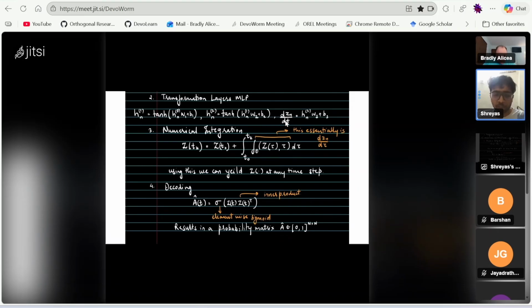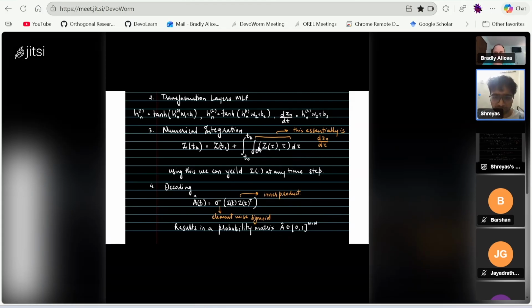Since my output here, as you can see, is dz/dt, I'm training for that. That is my final output from the MLP. I integrated using my initial value to get z(t_k), which is the connectome at any point of time. Now this z(t) won't be directly the connectome, it will be the latent space. I'll show how the decoder builds it back into the connectome.